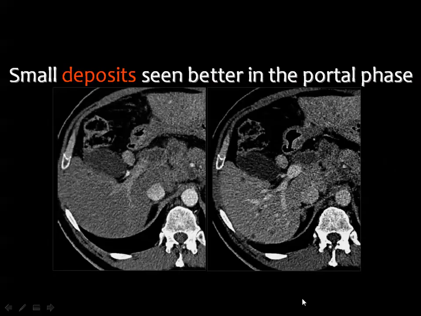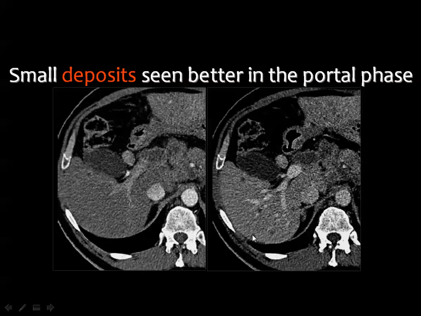Then deposits, if they are hypovascular, will not be seen in the arterial phase, especially if they are small, and they may be seen better in the portal phase because they will not enhance and the liver parenchyma will enhance.